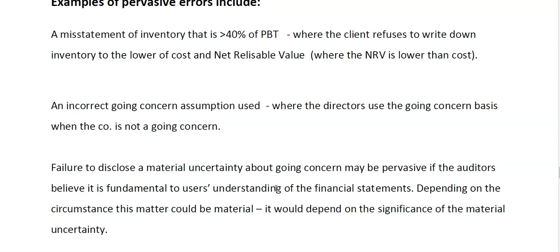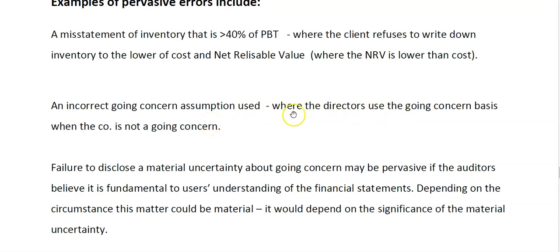I just pick pervasive because people can sometimes find it difficult to determine what's pervasive. So a misstatement of inventory that's greater than 40% of profit before tax. The situation where this may happen is where the auditor determines that the net realizable value of closing inventory is lower than the cost, but the client refuses to write down inventory to the lower value. And that adjustment would reduce profit by 40%. Well, then that's a pervasive error. If the misstatement was only 10% or 6% of profit before tax, or even 20%, then it's material, but not pervasive. Incorrect going concern assumption used. Okay, that's definitely pervasive.